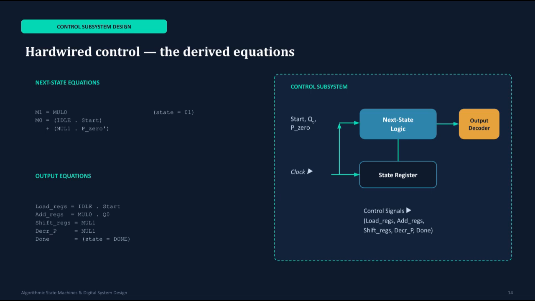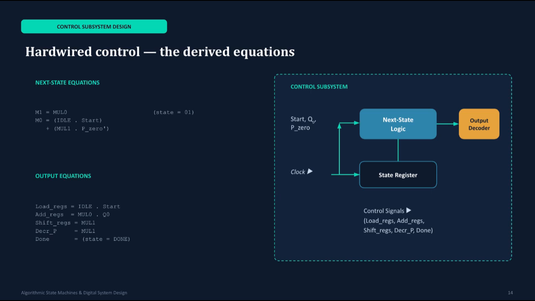The block diagram on the right shows how this all fits together physically. Start, Q0, and P0 feed into next state logic alongside the current state register. That logic feeds an output decoder that produces our control signals, and the state register itself updates on every clock edge. This is a complete, synthesizable hardwired controller derived directly and mechanically from the ASM chart. That's the hardwired approach in full.